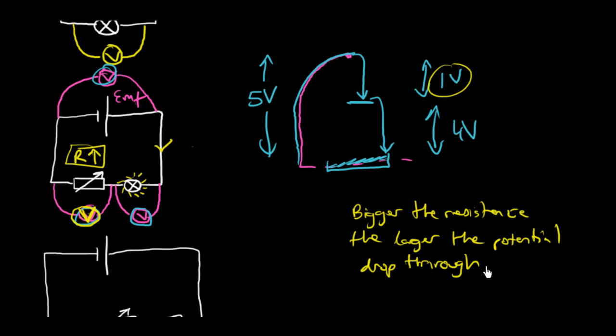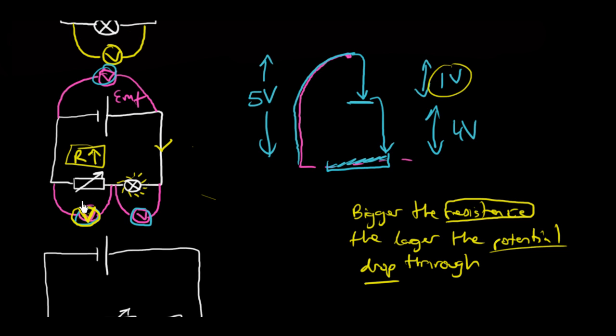And the reason is, you can think of the potential drop, so the voltage across it, as the energy that the electrons lose as they go through the component, and a component with a large resistance is going to be a lot harder for the electrons to get through. So as they go through this component, they're going to drop a lot in energy. They're going to drop a lot in their potential energy. Therefore, this potential difference is going to register a larger voltage, the bigger the resistance of the component.